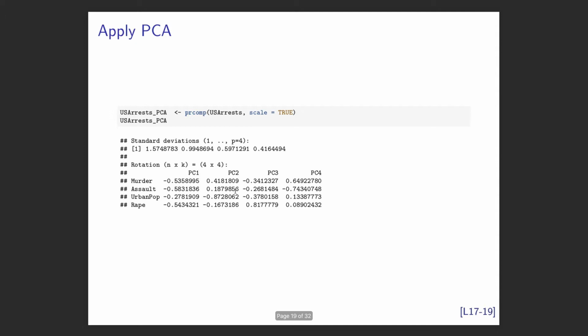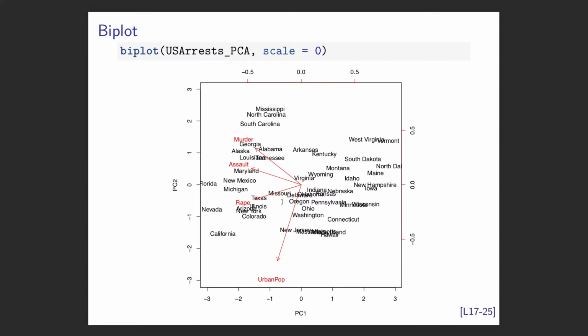So here you can see assault agrees with that. There's your large, I've got the wrong way around, haven't I? That one there, sorry. Urban pop, small amount in PC1, large amount in PC2. Okay. This one doesn't give you much because they're all roughly in the same direction. You see in the first principal component, they're all negatively associated with the principal component.